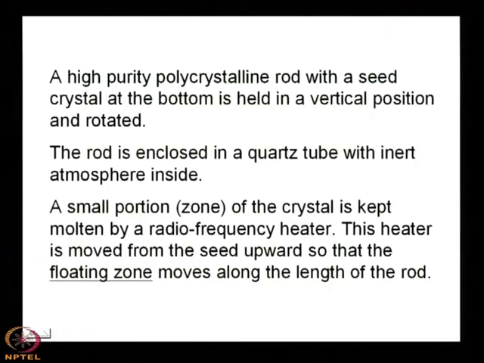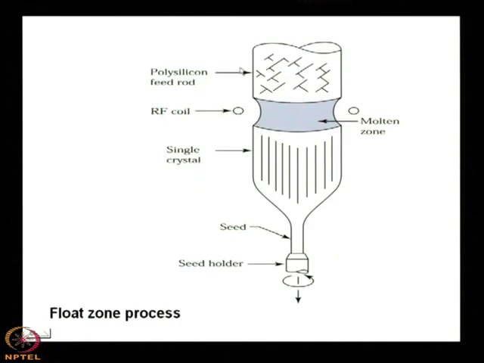Another thing is that the graphite susceptor is used, and oxygen is very detrimental at high temperature, it will be oxidized and it will be damaged. So, that is why an inert atmosphere is maintained inside the quartz tube within which the total growth system is housed. Here also you see that the rod is enclosed in a quartz tube with inert atmosphere inside. That means, this is your rod and it is fully covered with a quartz tube, and inside there is an inert atmosphere.